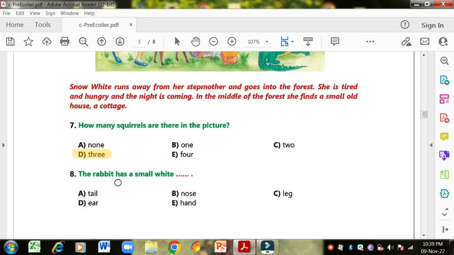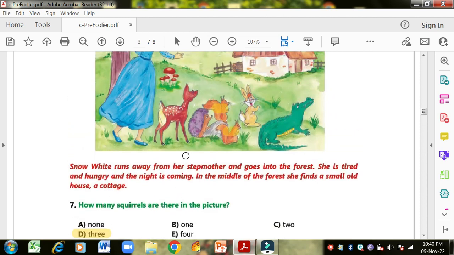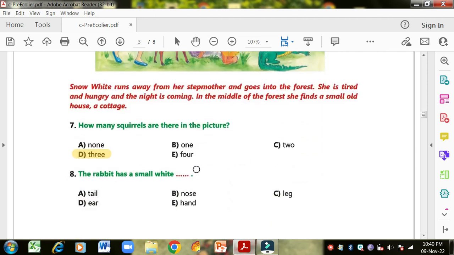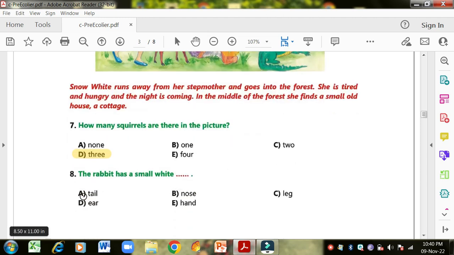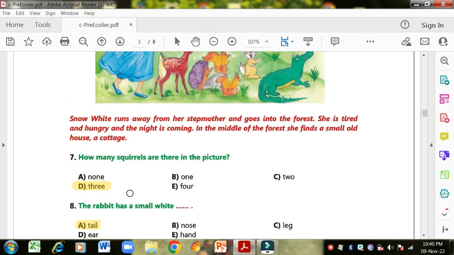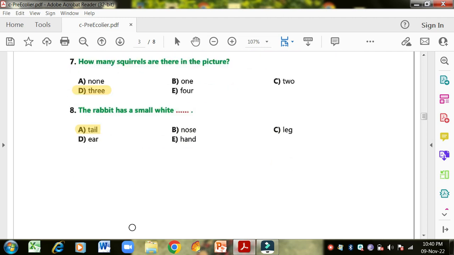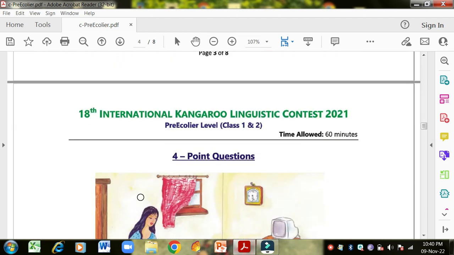Okay, number 8. The rabbit has a small white what? Now see, this is a rabbit and it has a small white tail, nose, leg, hand or ear. What is it having? White is the tail. Okay, so tail is the correct option.